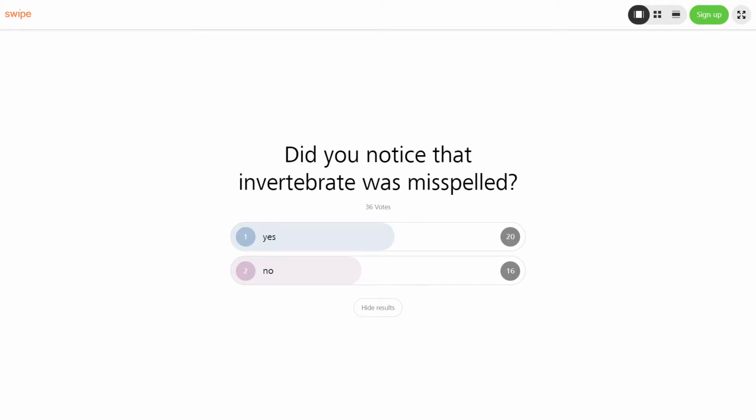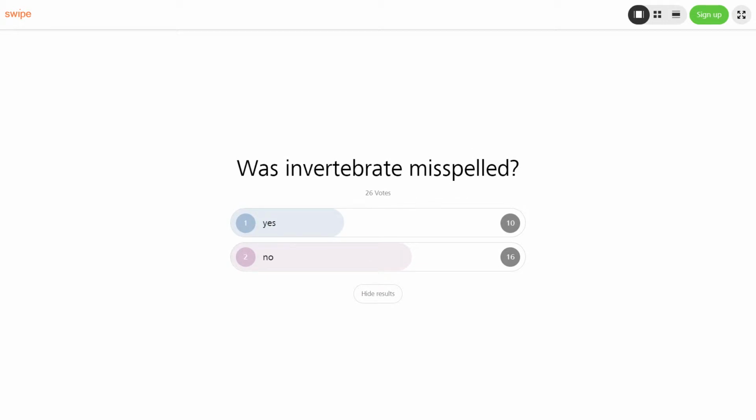So while we're on this slide, we have to talk about language and the power of language. So by the way I phrased this question, I implied something, that invertebrate was misspelled. And I back that up with the authority of putting it up here on the screen, and also by my authority as a presenter. Was invertebrate actually misspelled? All right, the correct answer is no, it was not.